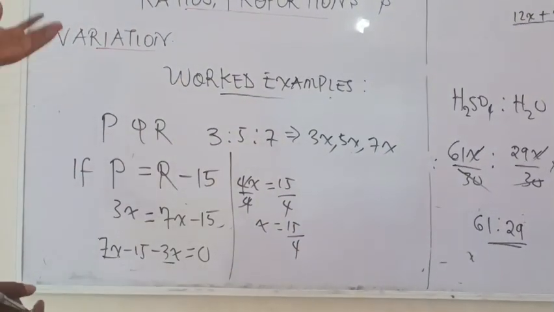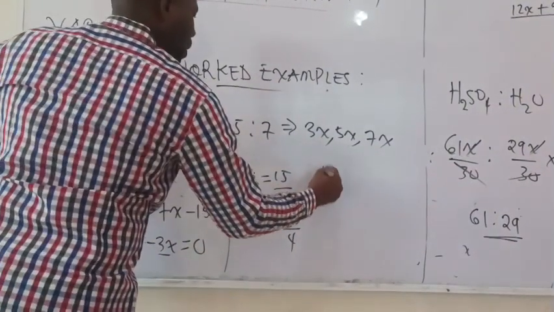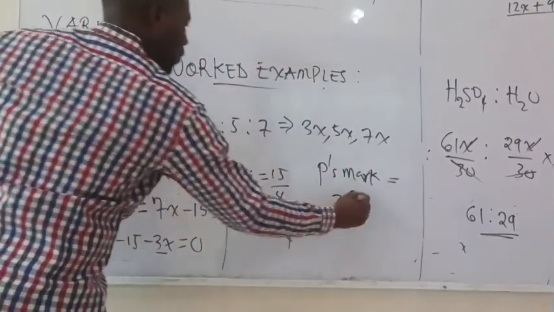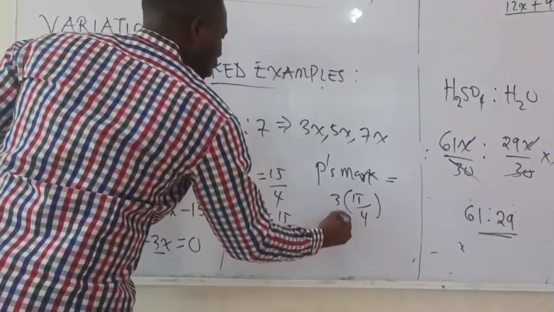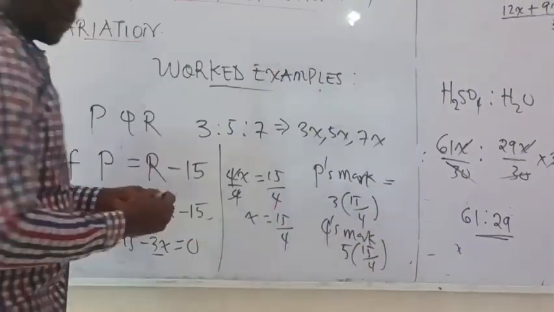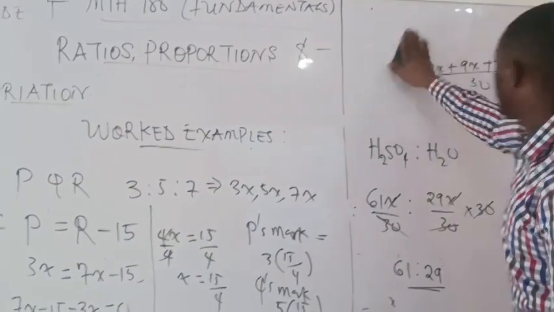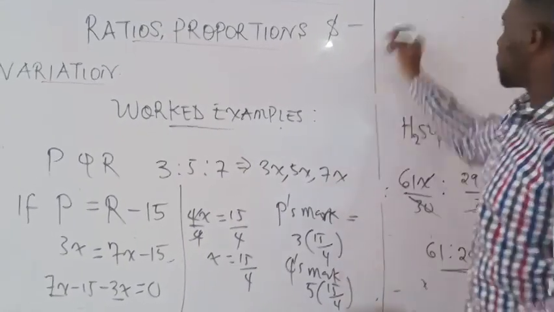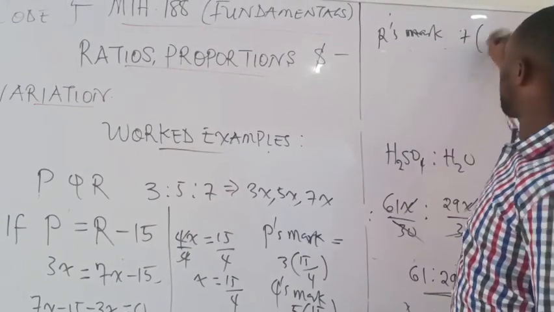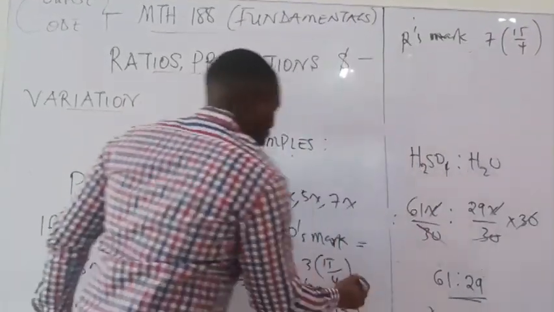And of course, to know what each of their marks would be, for P's mark would just be 3 times 15/4. Q's mark would just be 5 times 15/4. And of course, the same goes to, this is P, Q, then for R's mark, R's mark would be 7 times 15/4. Alright, in a subsequent bulletin, I will stick in the answers.